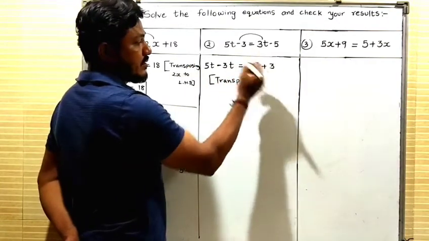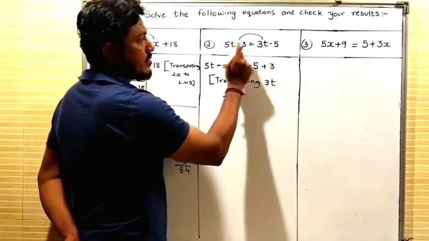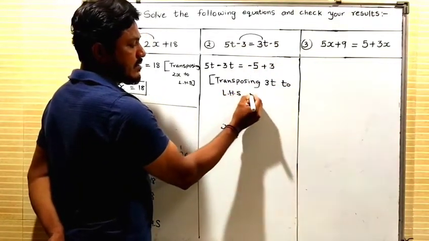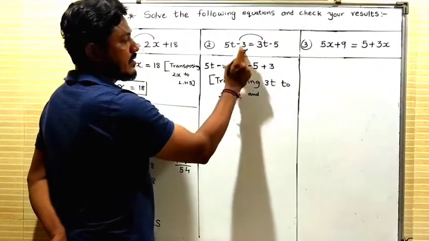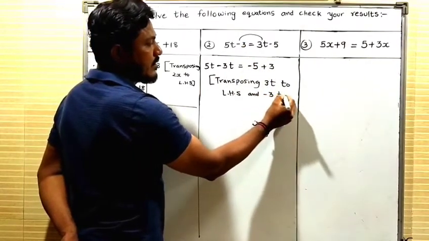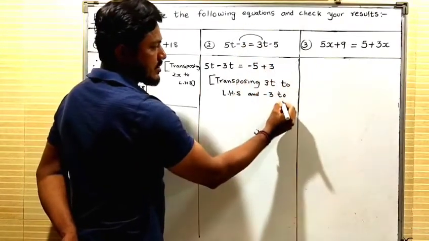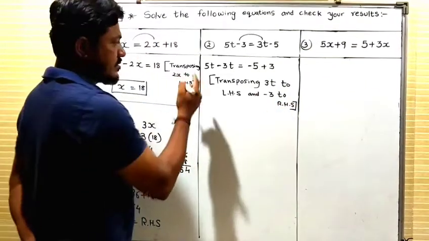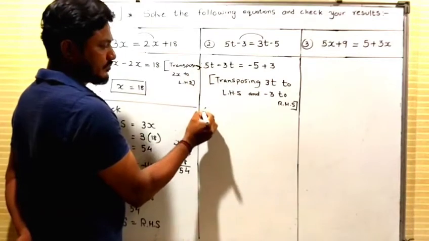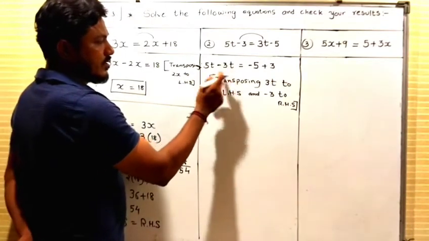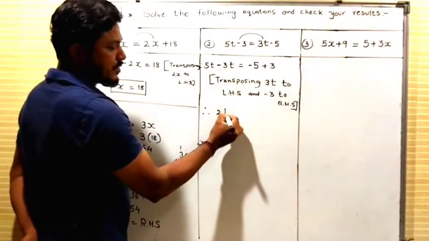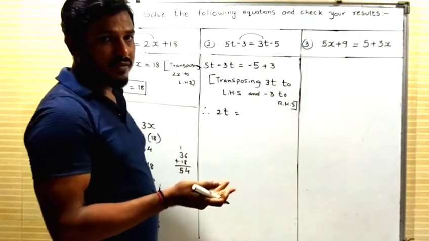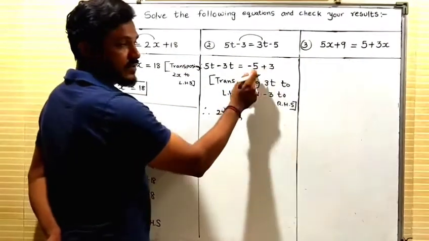Transposing 3t to LHS and -3 to RHS. Now dear student, subtract the values. 5t minus 3t gives 2t. -5 plus 3. Minus plus always takes the sign of the greater number. -5 is greater than 3, so the value will be negative.